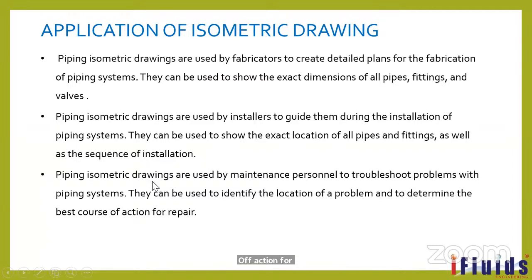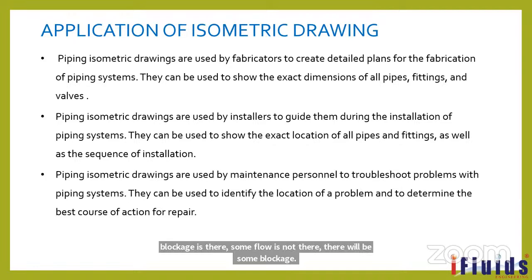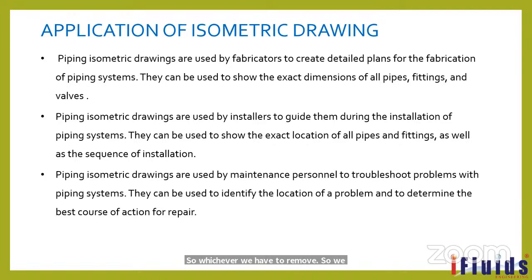Not only in the project stage, once the plant is installed, it will be in running condition also. If any flow is not there, or if there is any leakage, then we have to go search for the isometric drawings. Where is the flange available, where is the valve available. So where will be the problem, because if any blockage is there, some flow is not there, there will be some blockage. So which valve we have to remove, which area we have to cut, like that and all we can take details from the isometric drawings. So it is not only used at the initial stage of project, that means fabrication time, also in the maintenance time it will be useful.